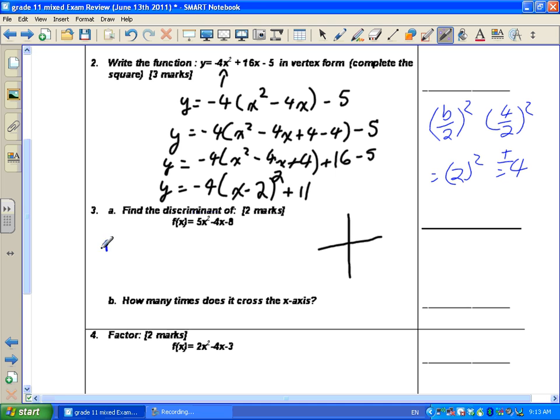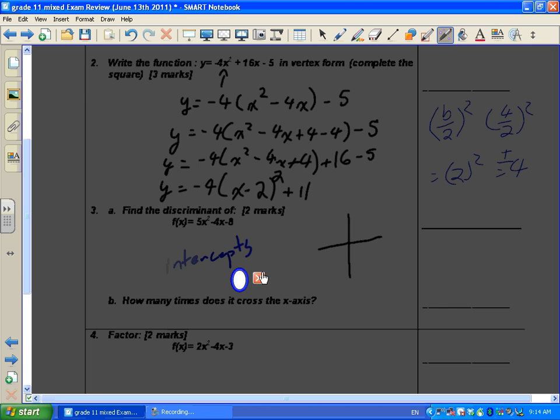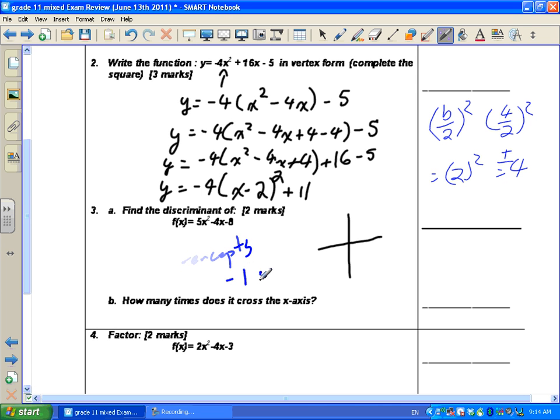If the discriminant is positive, it has two intercepts. Good. If it is negative, it has 0 intercepts. And what's the other option? If it is 0, it has 1 intercept. Okay?